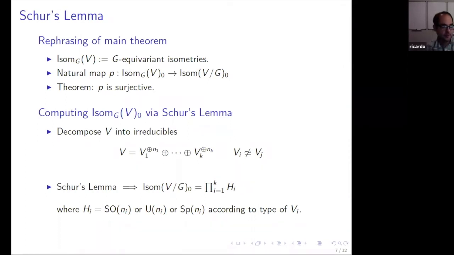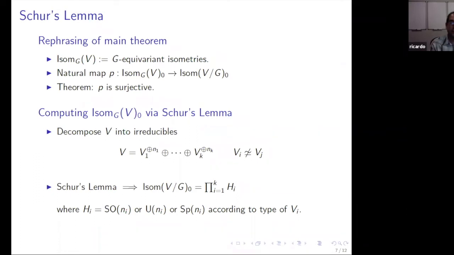So what do I mean by type? An irreducible real orthogonal representation can be of real type or complex type or quaternionic type. And that is the following: you look at the G-equivariant endomorphisms. It's an associative algebra, and by Schur's lemma, each non-zero element is invertible. So this is an associative division algebra, which we know from classical algebra can be only the reals or the complex numbers or the quaternions. That's the type of the irreducible representation.